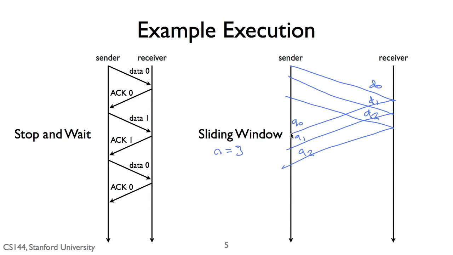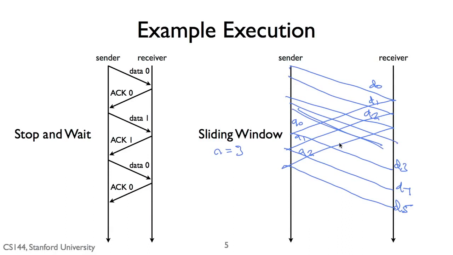Well, as soon as acknowledgement 0 arrives, the sender can send data 3. As soon as acknowledgement 1 arrives, the sender can send data 4. As soon as acknowledgement 2 arrives, the sender can send data 5. So this is the basic idea. Rather than having this one packet, you could have many packets. So in the case of having a sending window of size 40, you can imagine there are tons and tons and tons of packets in flight.